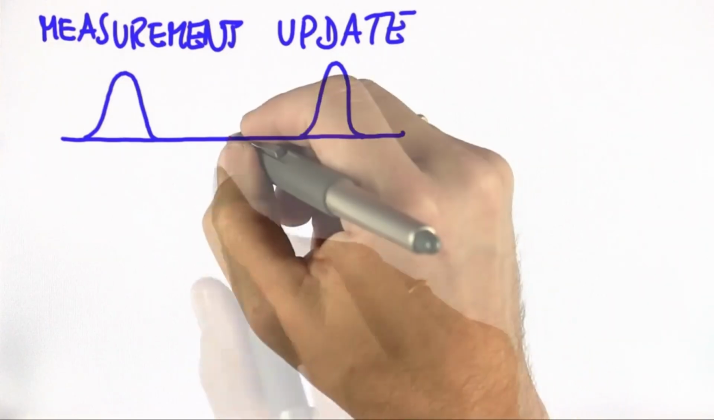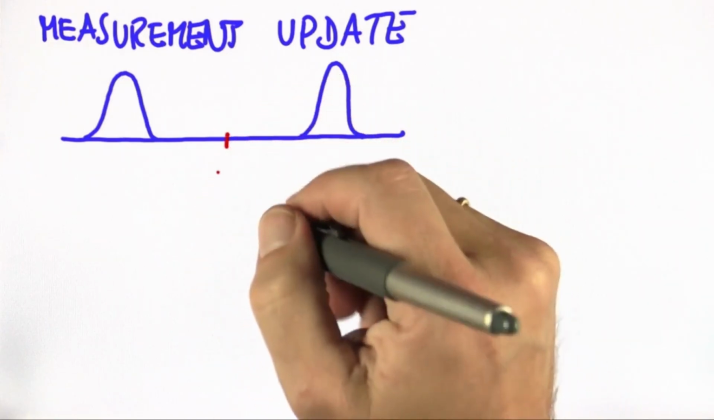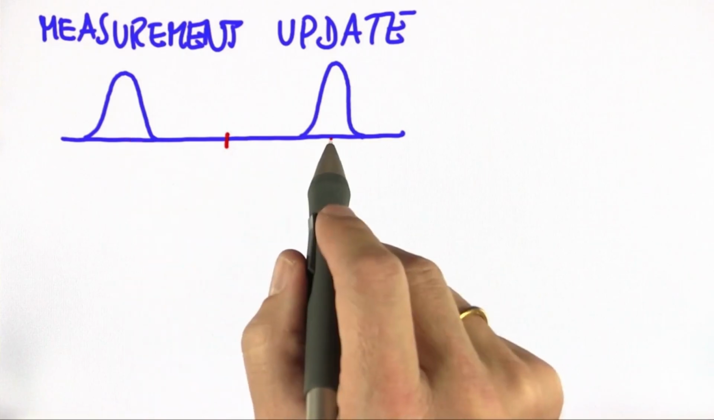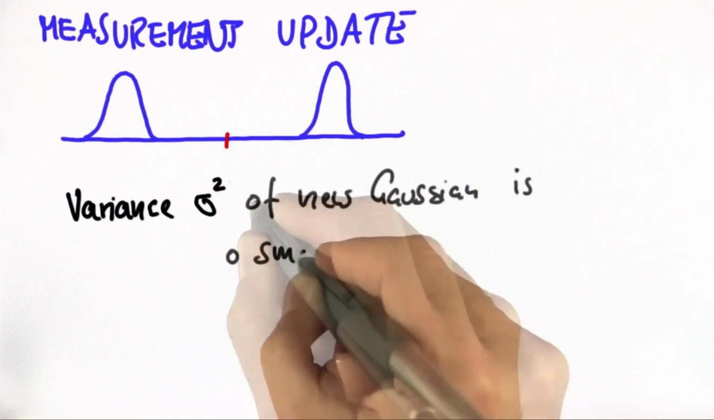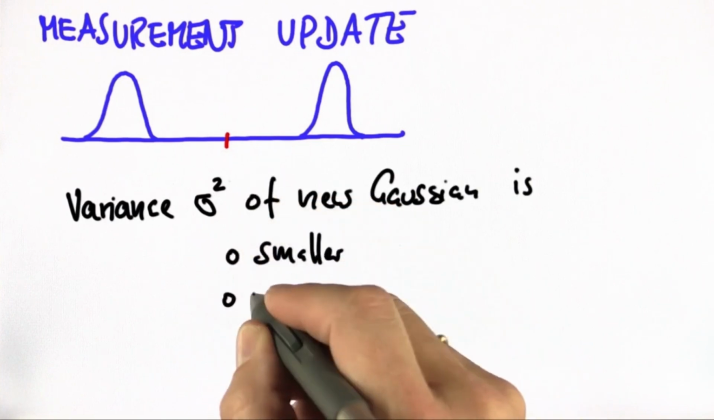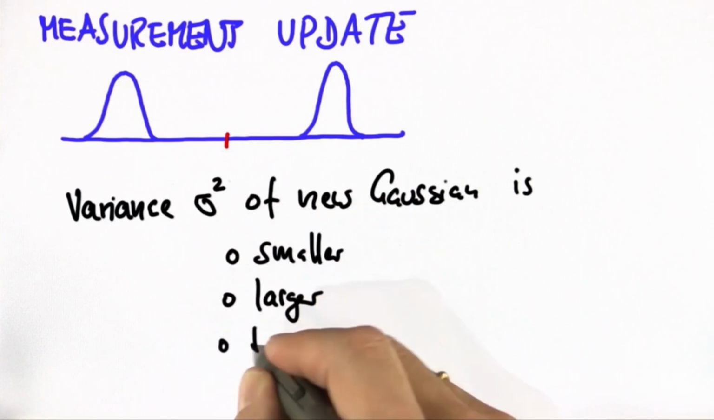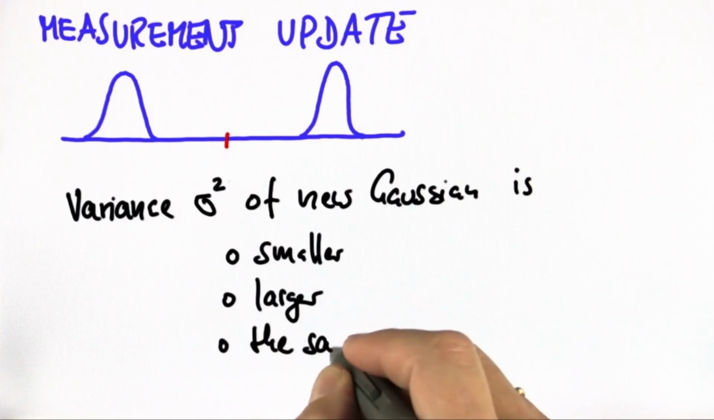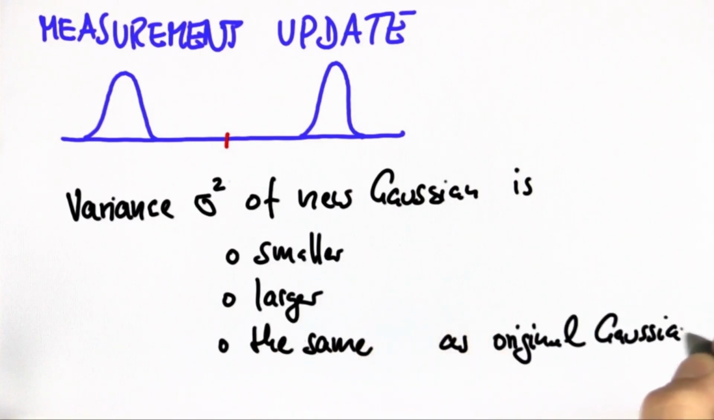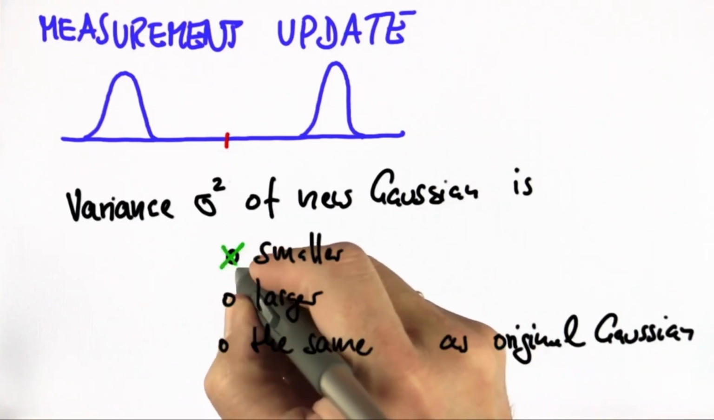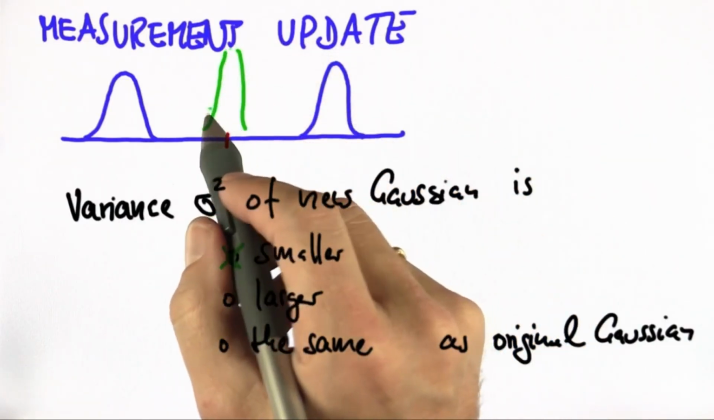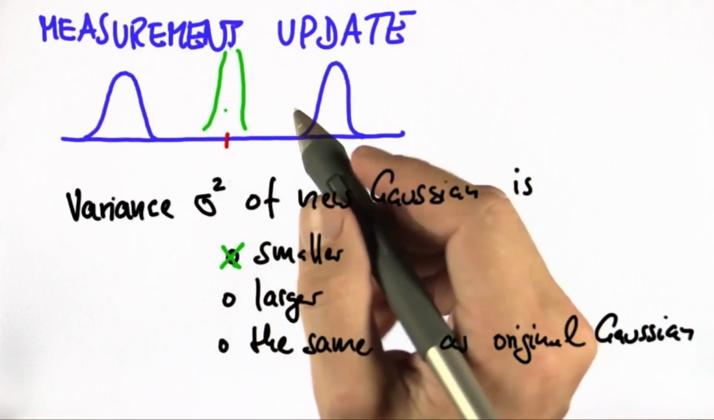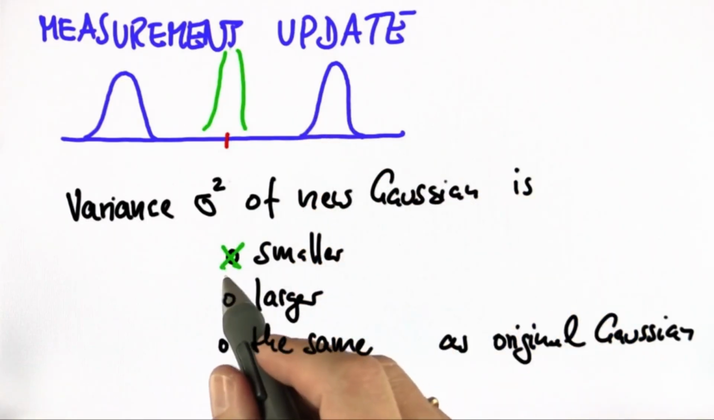Let's multiply them. We know that the resulting Gaussian mean will be just at the center between those two Gaussians. I wonder if the new variance sigma square is now smaller, larger, or the same as either of the individual Gaussians. Please check one of the three. And the correct answer is smaller. We are more certain afterwards. You get a more peaky Gaussian whose standard deviation is smaller. This is the correct answer.